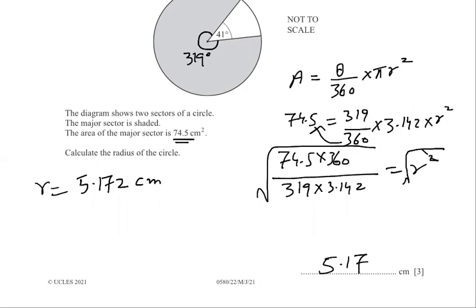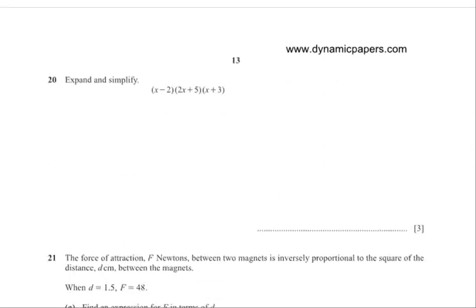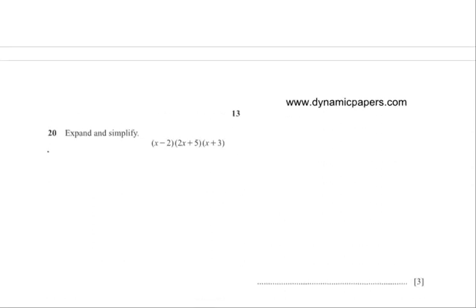All right. Now next, question number 20, a very simple question. Expand and simplify. First multiply these two, x minus 1, x minus 2, into, okay, multiply them.